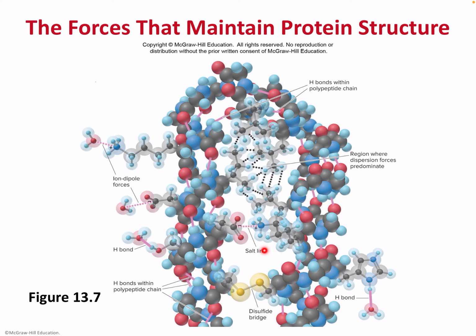Okay. And then you can also see some salt links. How do we form a salt? Salts are formed between a positive ion and a negative ion, like sodium chloride is a salt, Na plus Cl minus. So here you have a negative charge, here you have a positive charge. So that's a salt link, ionic interaction right there. Also you can see some molecules are forming hydrogen bonds. And then the disulfide bridges, bonds between two sulfur atoms.